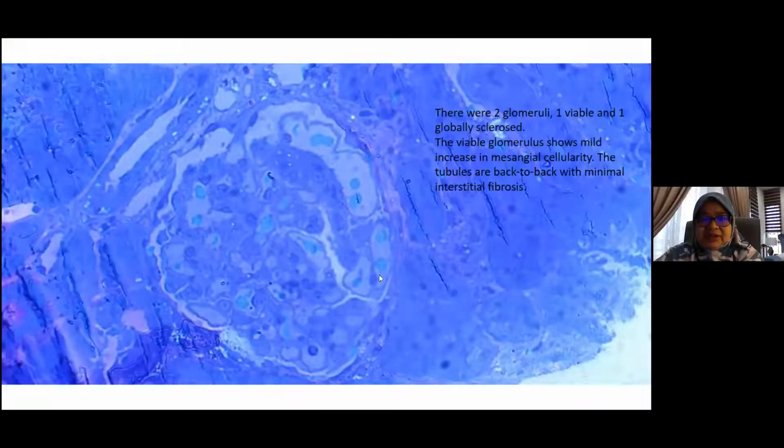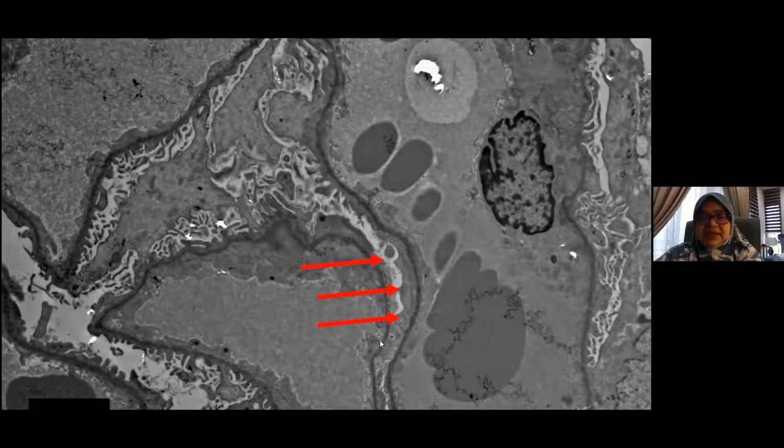In the semithin section, I think you can see one globally sclerosed glomerulus there and one viable. This is one of the viable glomeruli, and it shows a mild increase in mesangial cellularity. Otherwise, in this semithin section, the tubules in the surrounding region show quite back-to-back tubules.